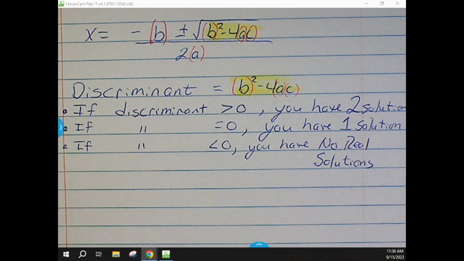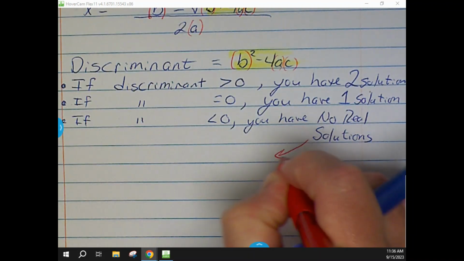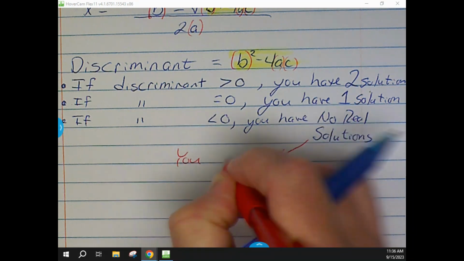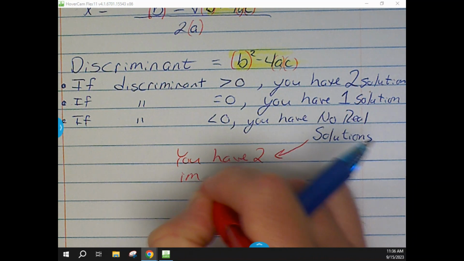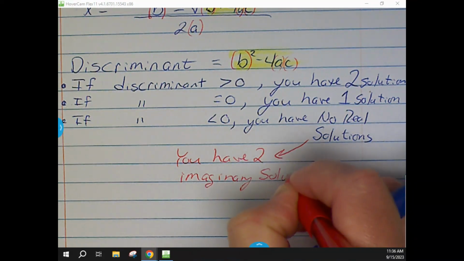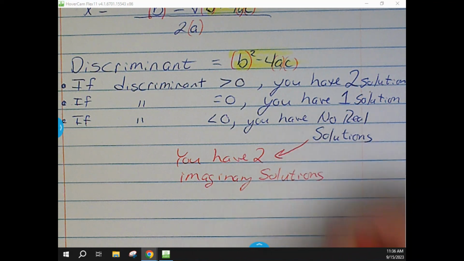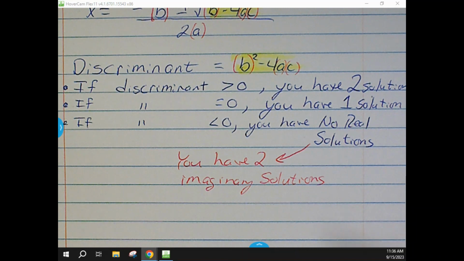Now here's where we tie in with what we've been doing the last couple of days. If you don't have real solutions, you're going to have two imaginary or complex solutions. Depending on the problem, some will just ask you if it's 2, 1, or none, and some will say, go ahead and tell me what the answer is and whether it has imaginary solutions or not.